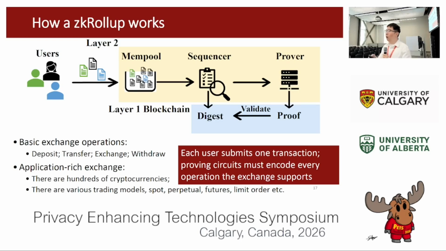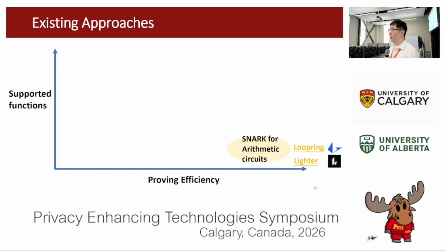And let's see how people solve this problem in the real world. We will consider the solutions from two angles: the supported functionalities and the proving efficiency. The most basic version is directly using a monolithic arithmetic circuit. One example is the Loopring project. It only supports very basic operations.